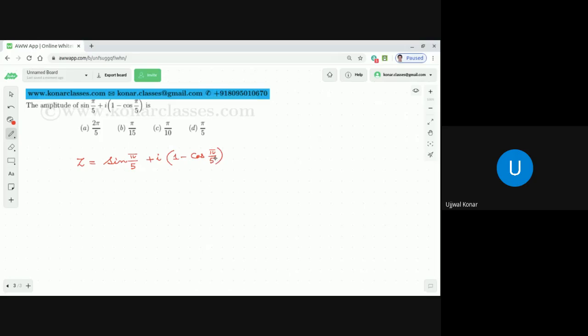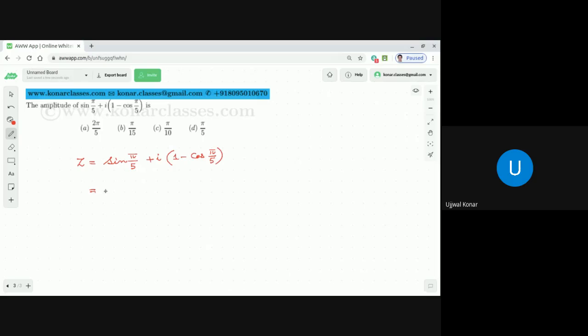If you look into it, there are multiple ways you can do this particular sum. First we need to understand what. The moment the question is related to amplitude, you need to find in which quadrant this complex number belongs. Can someone please tell me in which quadrant this complex number belongs? Okay. So this complex number belongs to the first quadrant. Why? Because sine pi by 5 is positive. Between 0 to 90 degrees, everything is positive, correct or not? So pi by 5 is less than 90 degrees, so definitely sine pi by 5 is positive.